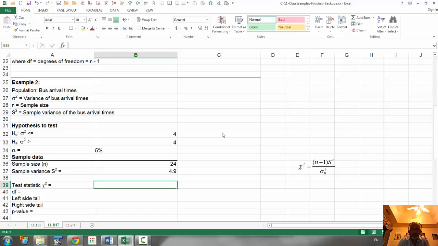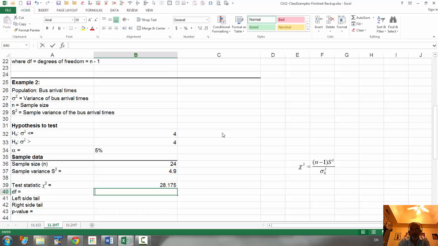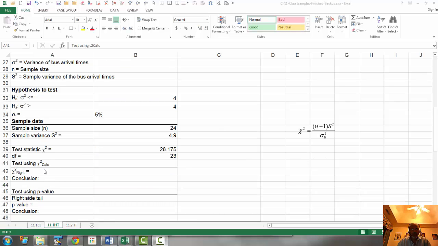Okay, so you need to be very careful in terms of whether we need to square or not. If the variances are given, then you don't need to square because it is already squared. But if the information is stated as standard deviation, then we need to square these numbers, B37 squared and B32 squared. But here we don't square it because these are already squared values. Alright, so that's your test statistic, and n-1 is the degrees of freedom.